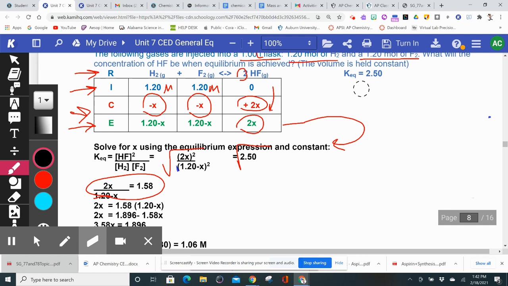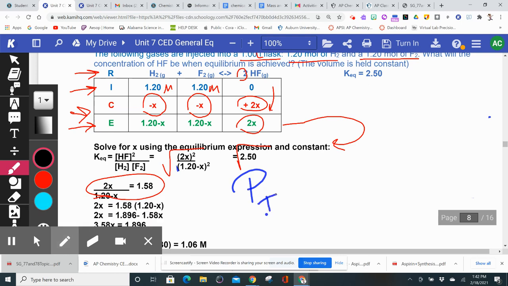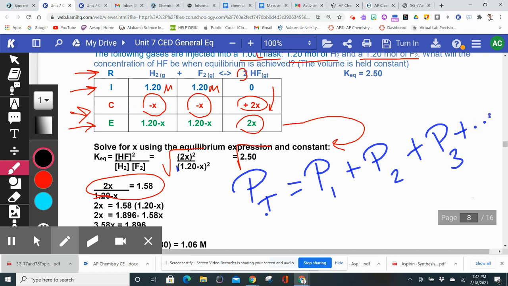Don't forget about Dalton's law of partial pressure. And again, that's on your reference sheet, but just to remind you, Dalton's law of partial pressure says that the total pressure of a system is equal to the individual pressures of everything that's in that system. So your first gas plus your second gas plus your third gas plus whatever else is in there. So if they give you the total pressure, then you can use that to help find the pressure of the individual gases involved. So another thing to remember for your free response question.